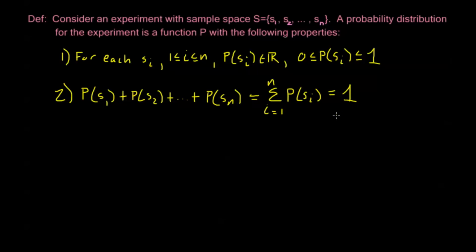Okay, that's it for uniform experiments. So we're going to look in the next video at non-uniform experiments, where the sample points don't have the same probability, and figure out how we can break that down into a uniform environment that we can solve out the probability. So we'll see you there.